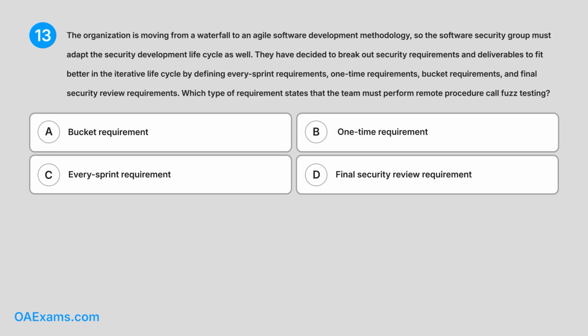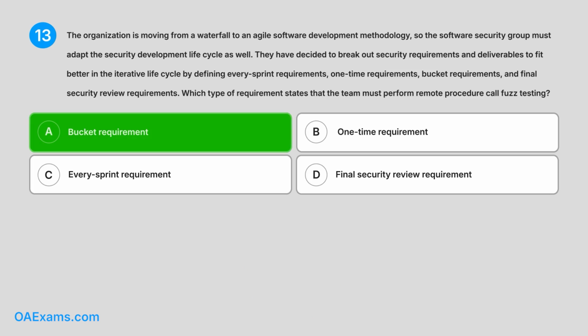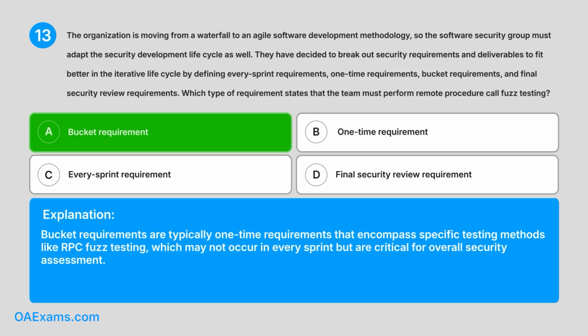A. Bucket requirement. B. One-time requirement. C. Every sprint requirement. D. Final security review requirement. Do you know the answer? Correct answer. A. Bucket requirement. Explanation. Bucket requirements are typically one-time requirements that encompass specific testing methods, like RPC fuzz testing, which may not occur in every sprint, but are critical for overall security assessment.